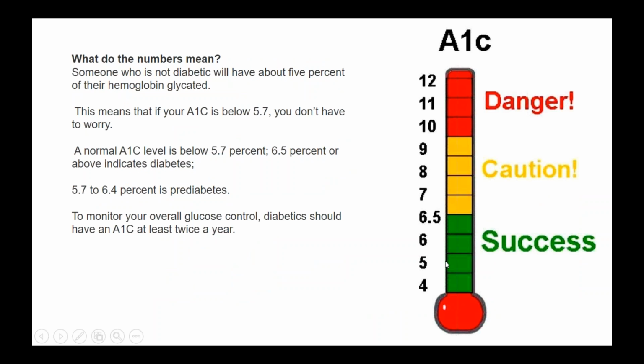Here's where I found a thermometer gauge, and I put it on here for you guys. So basically, someone who is not a diabetic, never been diagnosed, will have about a 5% glycated. So you're down here. Now, if your A1C is below 5.7, you really don't have to worry too much, okay? You're down here in the green.